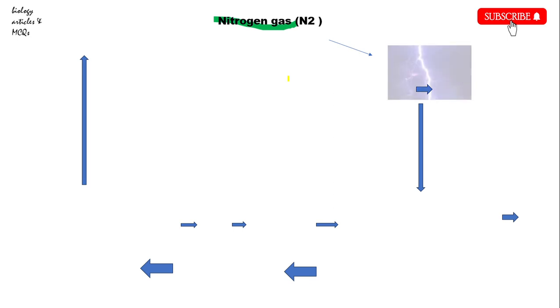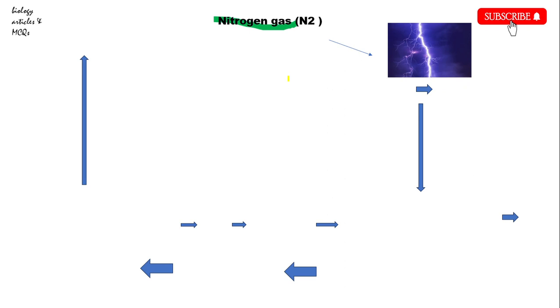The first process is lightning. A small amount of nitrogen can be transformed or fixed with the help of lightning. The lightning will provide the energy, and then the nitrogen will react with the oxygen and change into nitrogen oxide or nitrogen dioxide. So here the nitrogen is being fixed, meaning the nitrogen gas is changing into other forms. This is the first stage, which is called nitrogen fixation.